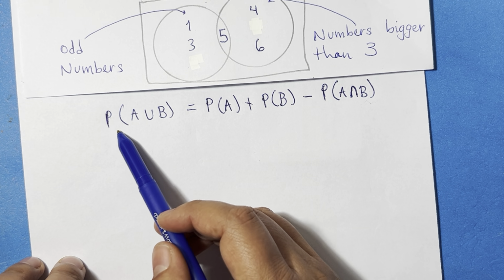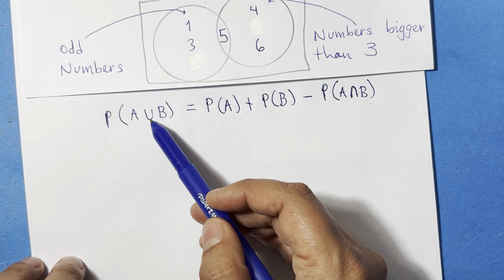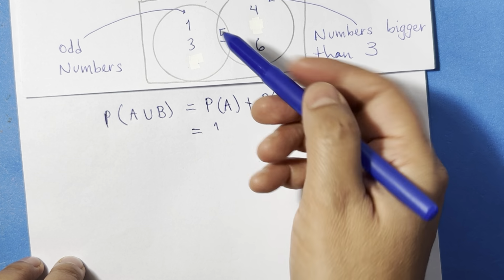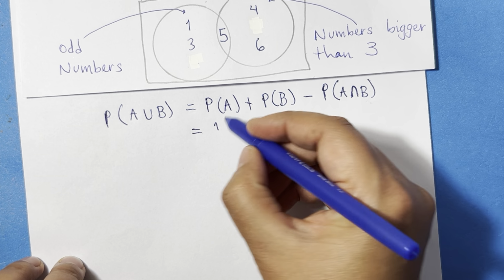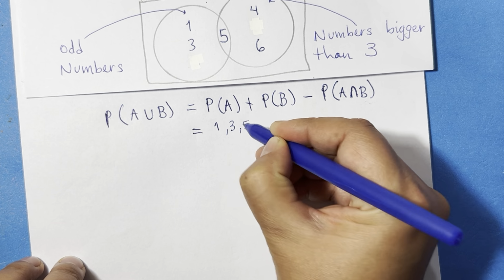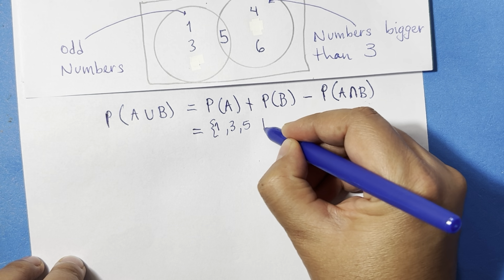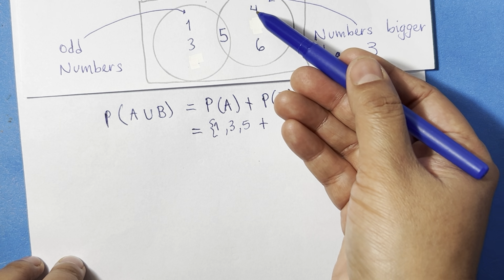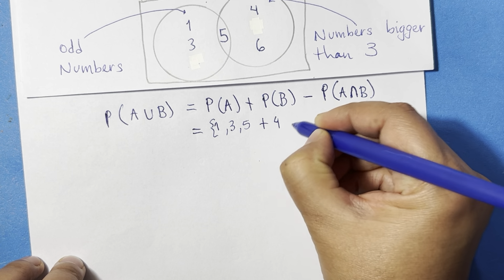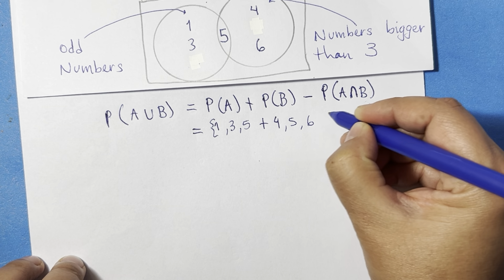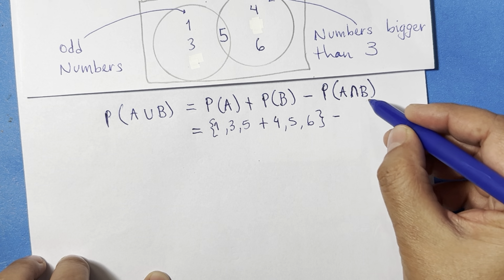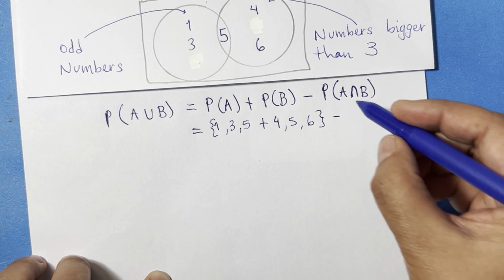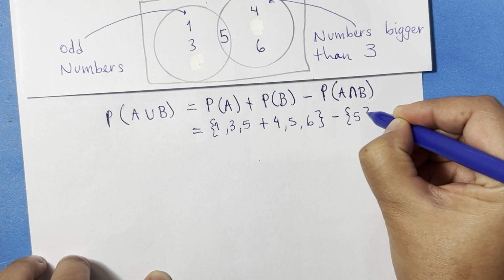What is the probability that I will win by choosing event A or event B? It just means the probability of event A, which represents the entire circle. So it's 1, 3, and 5. Those are the numbers that are in that set. Plus event B represents the entire circle, which is 4, 5, and 6, minus the probability of the overlap, meaning where the two events happen, A and B. So that will be number 5.